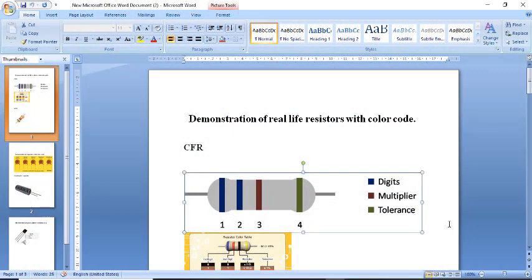Hello everyone, let's start our first experimental video. So we will give a demonstration about real life resistors with the color code.